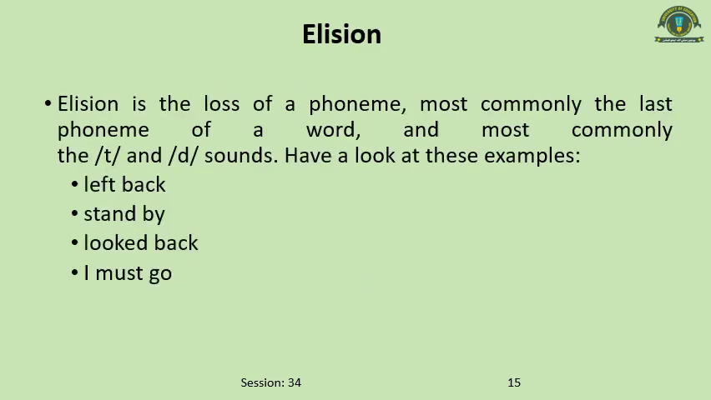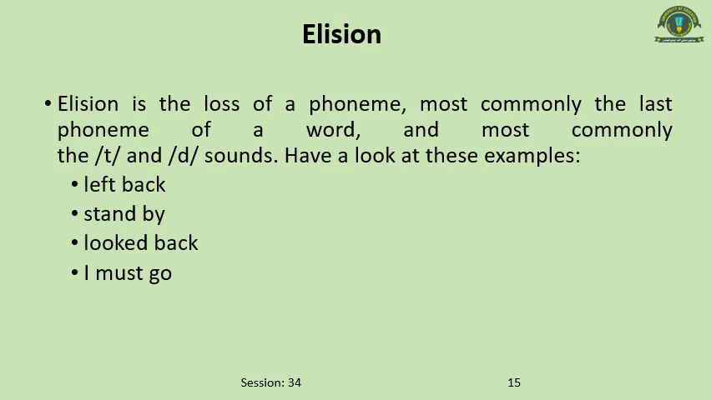What is elision? Remember, elision is the loss of a phoneme, most commonly the last phoneme of a word, and most commonly the t and d sounds. So have a look at these examples.